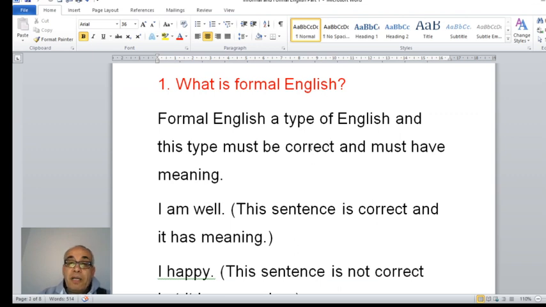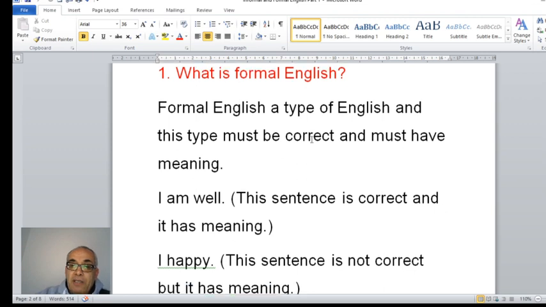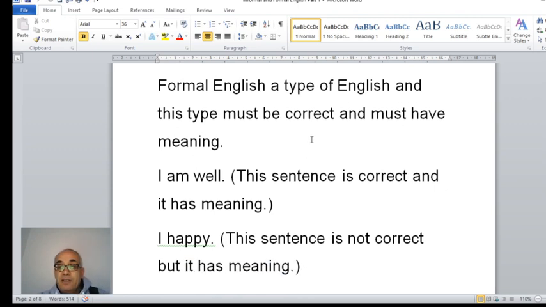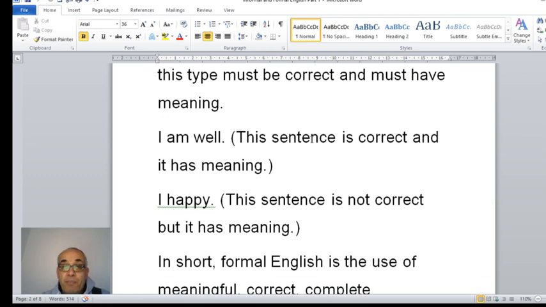So formal English, what is formal English? Formal English is a type of English, and this type must be correct and must have meaning. When we say correct, we mean grammar. When we say it must have a meaning, it means why do we use English? We use English for communication, and this communication must have meaning. So if I say I am well, this sentence is correct and it has meaning. But if you say I happy, this sentence is not correct, but it has meaning. People will understand you.